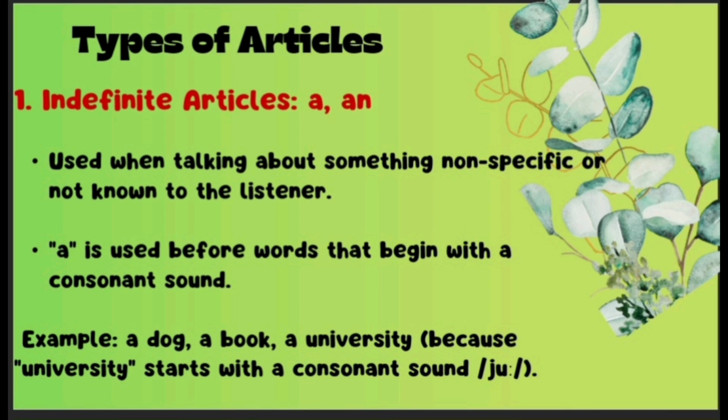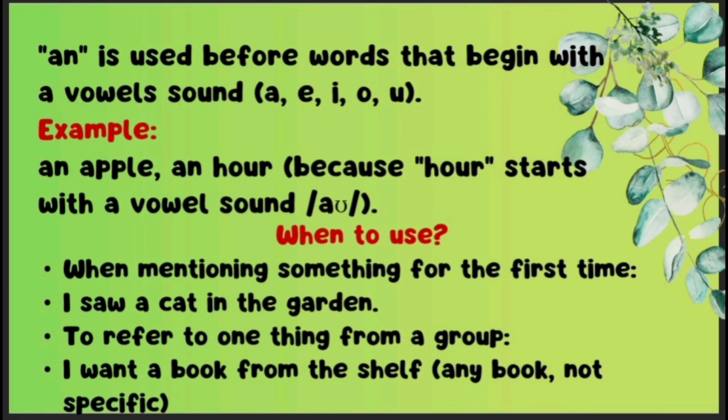So like a youth university, YouTube university. Mainly the Y consonant sound is there. So that's the reason we are using a university. Article an is used before words that begin with a vowel sound. There are 5 vowels: A, E, I, O, U. So whenever a word starts with these alphabets, we use the article an.